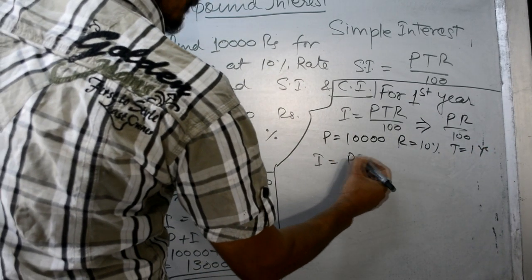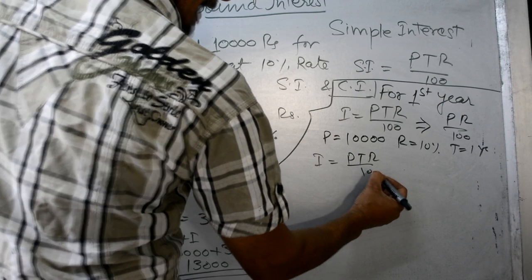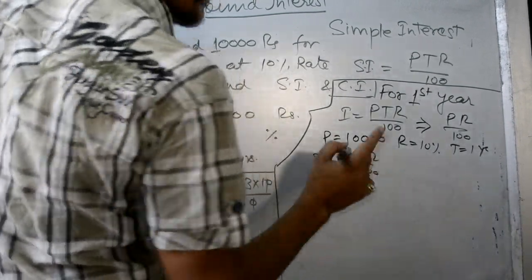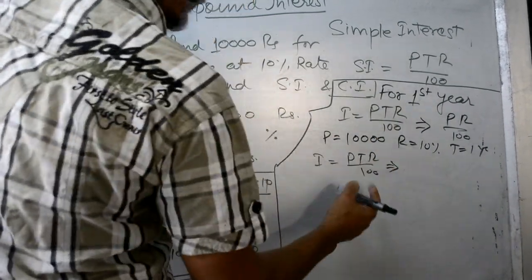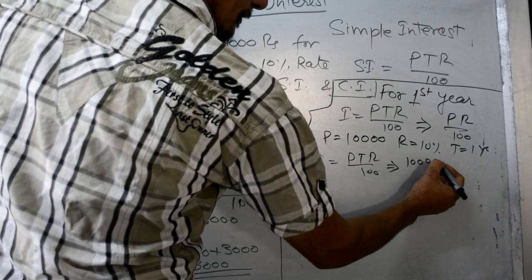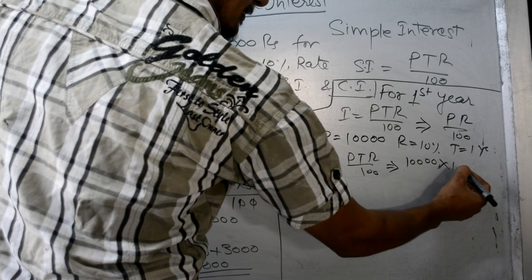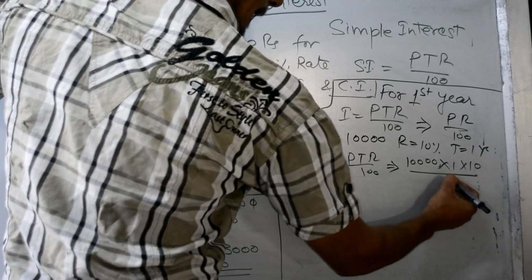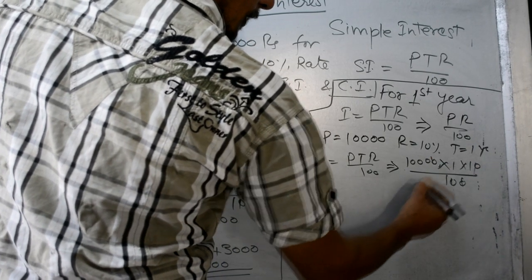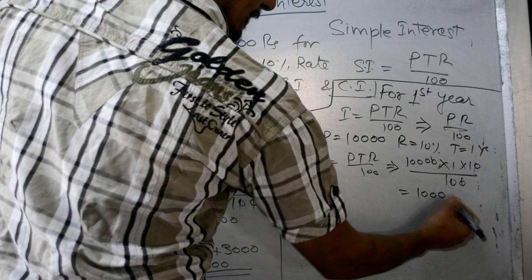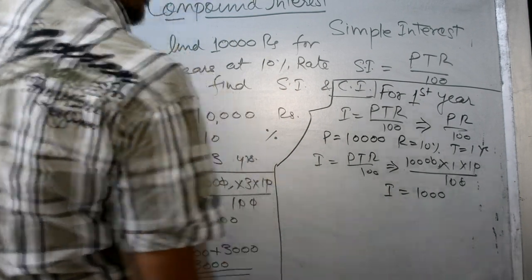Interest is equal to PTR upon 100. Every time you have to use this formula. You have to write this formula. So place the values. P is 10,000, multiplied by time 1, rate 10 upon 100. Remove the zeros and it is equal to 1,000 rupees. Interest is equal to 1,000 rupees.